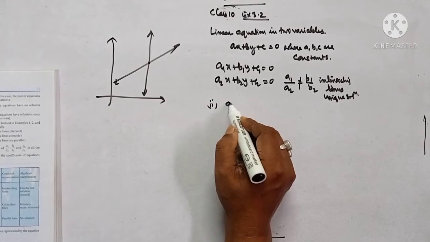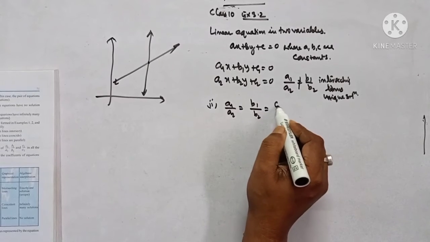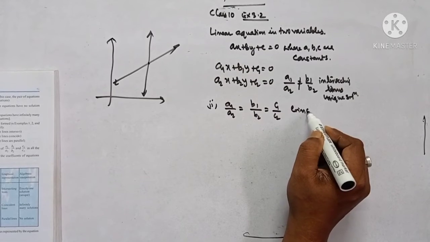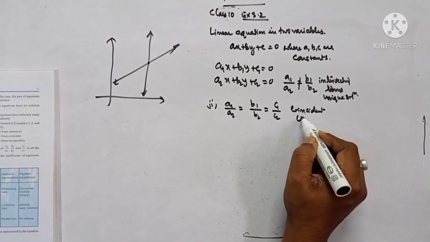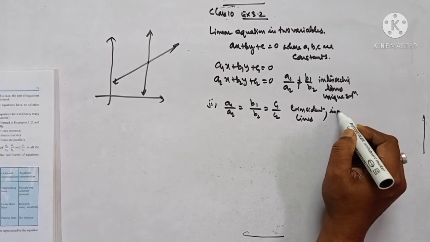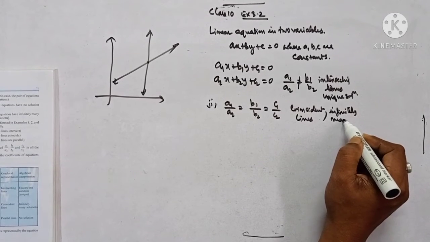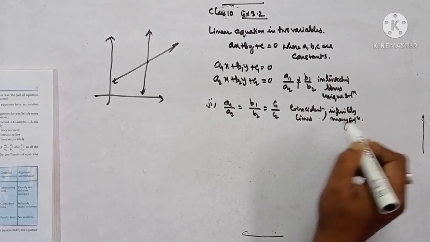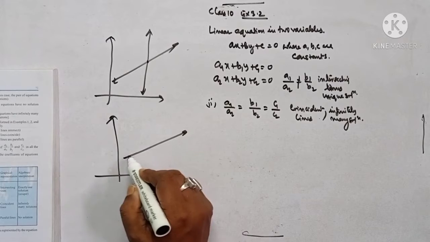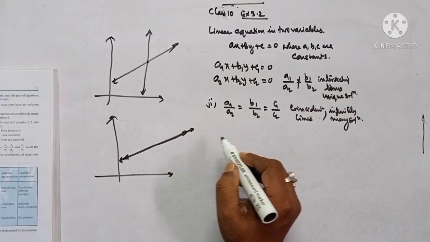In case 2, if a1 by a2 equal to b1 by b2 equal to c1 by c2, then they are coincident lines with infinitely many solutions. So in this graph, you will get a line like this, and above this there is another line, so coincident lines.